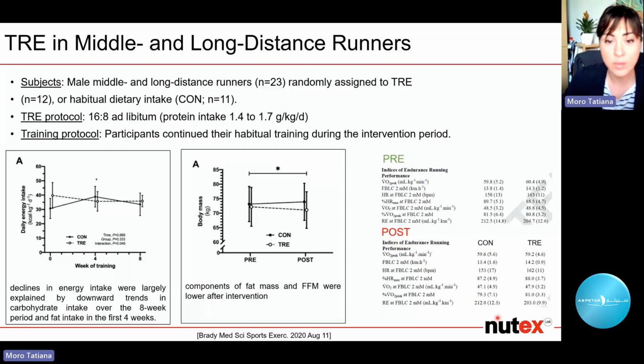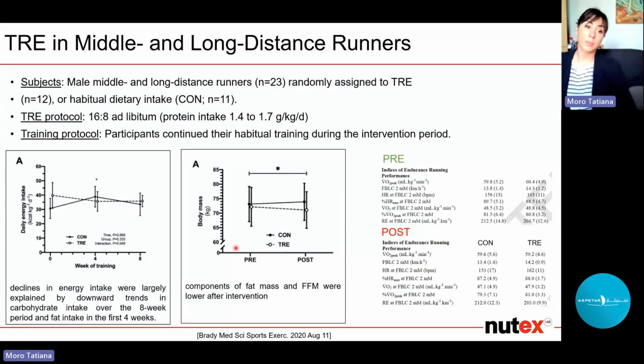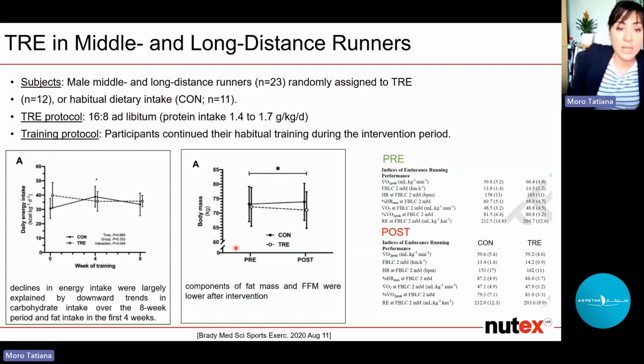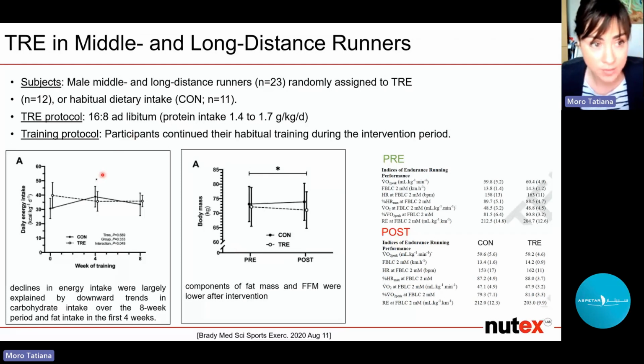What they observed was that the athletes were losing weight, but also muscle mass, and this was primarily due to a reduction of the total energy intake during these 8 weeks of the intermittent fasting protocol. But despite this loss of muscle mass, their performance indices in endurance running were maintained. And so it was a good outcome for their performance.